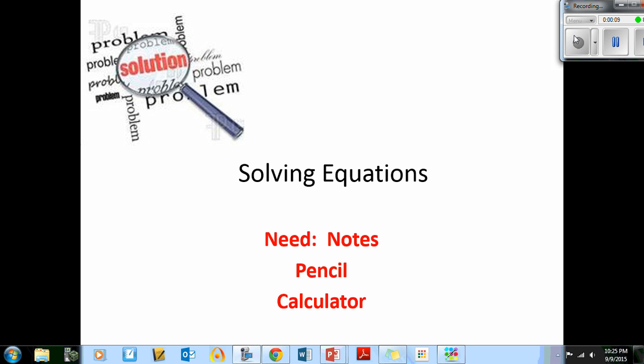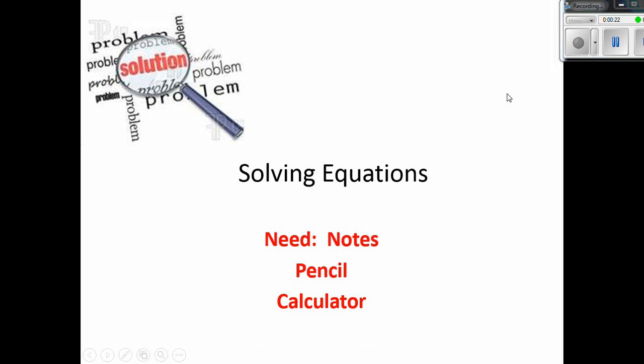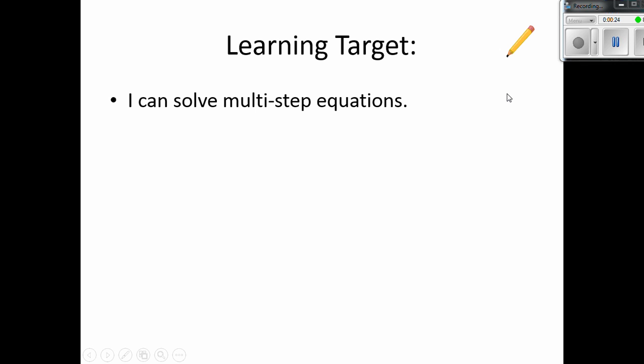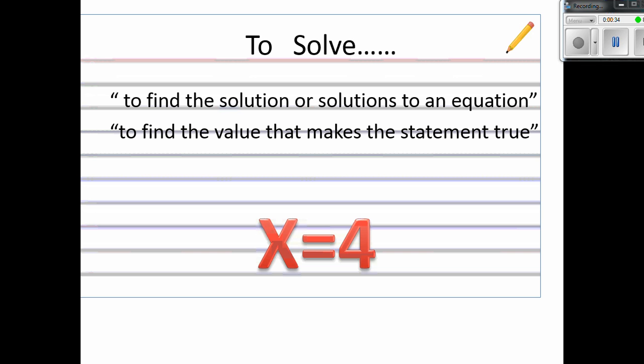I do need you to make sure that you write down the learning target and the definitions and all three examples today. So take out your notes, a pencil, and a calculator, and we will get started. So the learning target today is I can solve a multi-step equation. Okay, so we're going to have many different steps happening while we solve these equations.